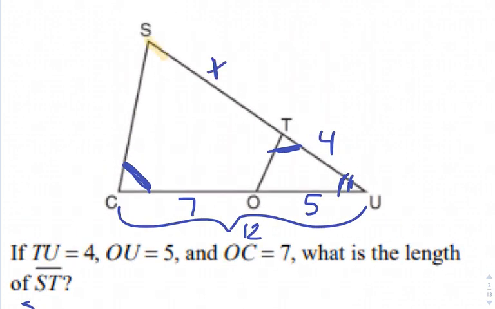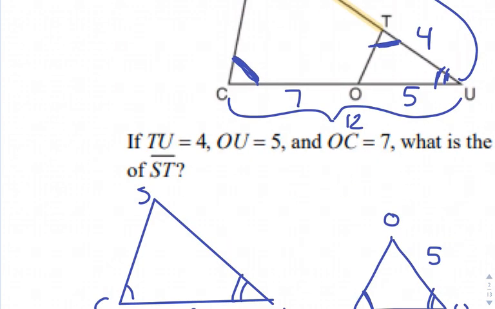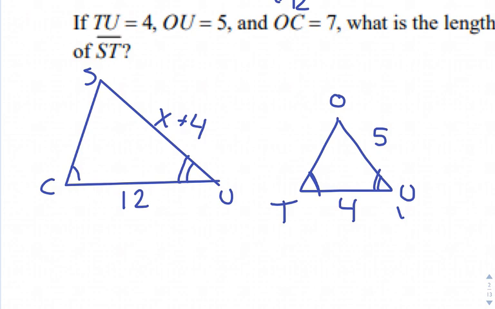So S to T is not in a full triangle, meaning I'm going to have to find SU first in order to get ST. So remember, you add those. So this would be X plus 4. So I'm going to highlight my corresponding sides. So I know that one goes with this one. And this one goes with this one.